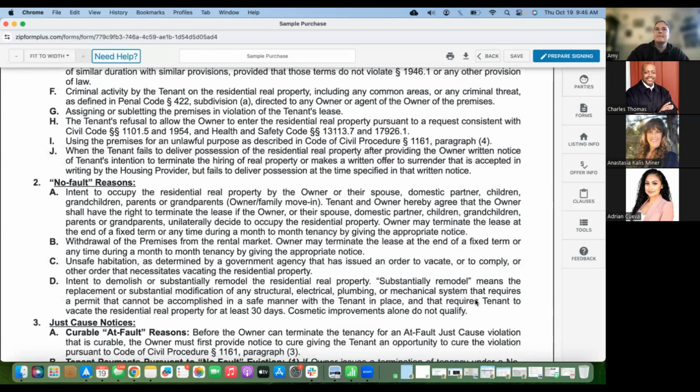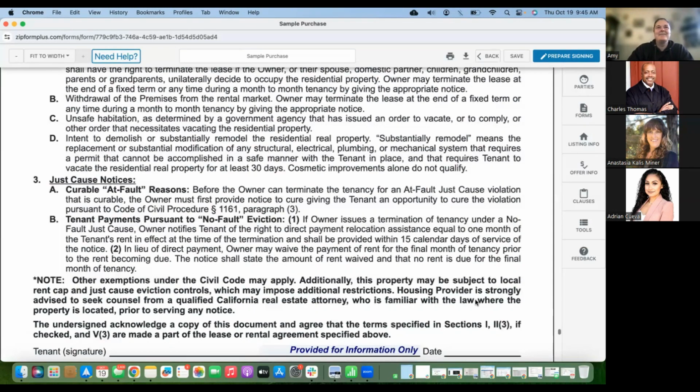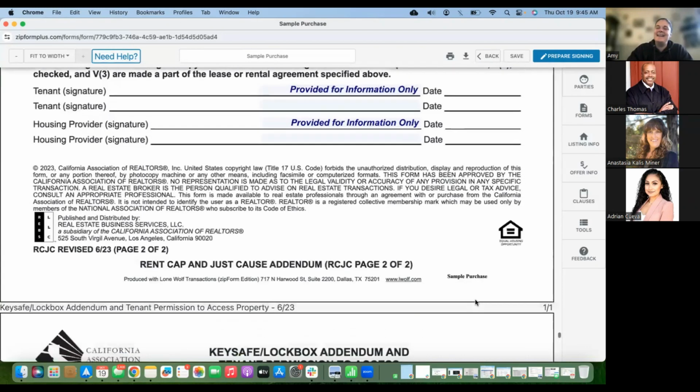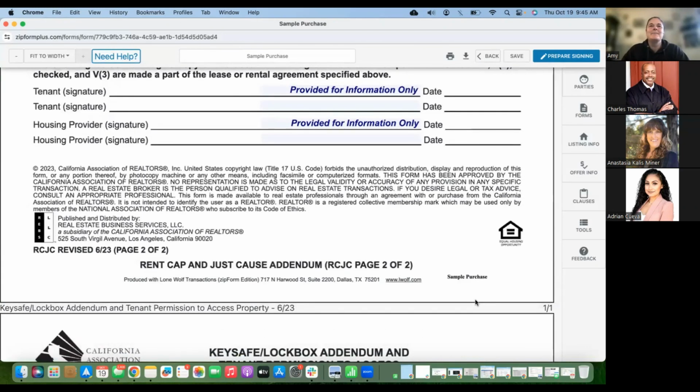Yes, ma'am. You're like, I will never sell a property with a tenant occupying it again. It seems like a headache. It's way easier if you're just like, hey, kick them out, right? But it does happen. It happens all the time.